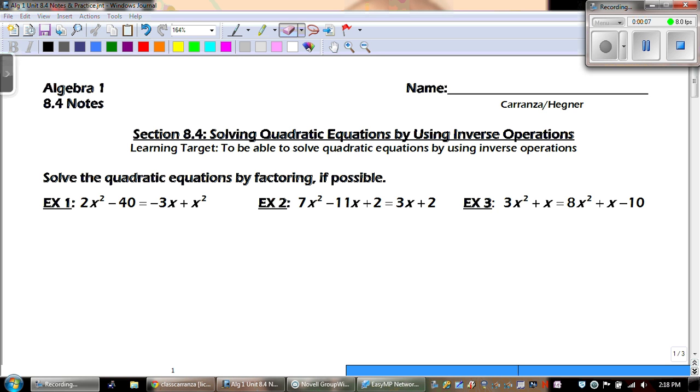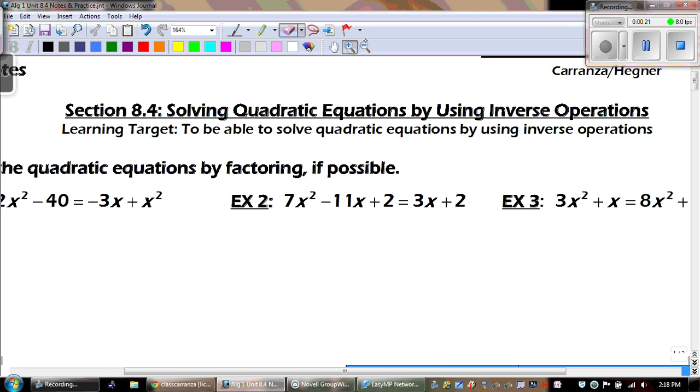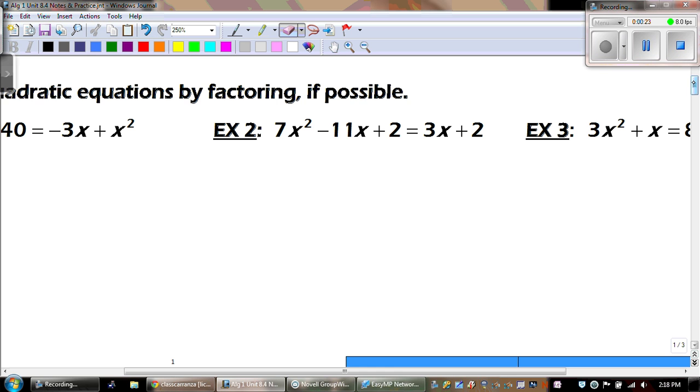Today we're talking about solving quadratic equations by using inverse operations. Our learning target today is to be able to solve quadratic equations by using inverse operations. So 1, 2, and 3 are a review. I'm feeling nice today, so we'll go through them together.